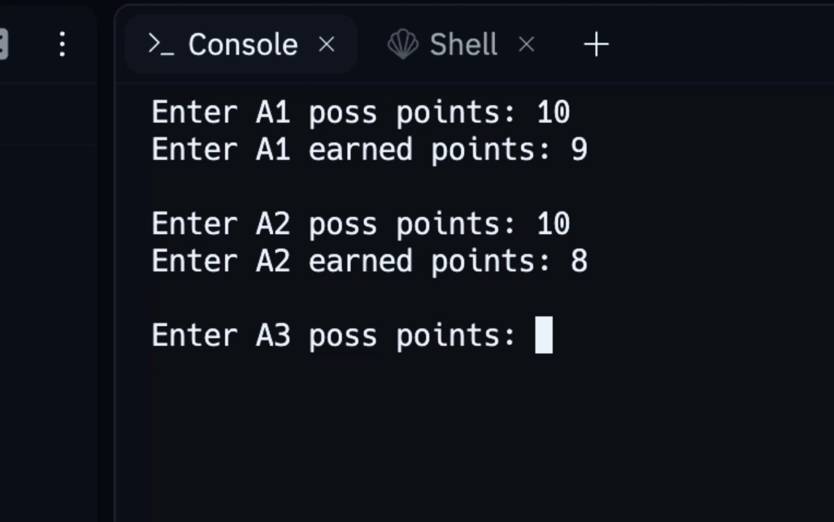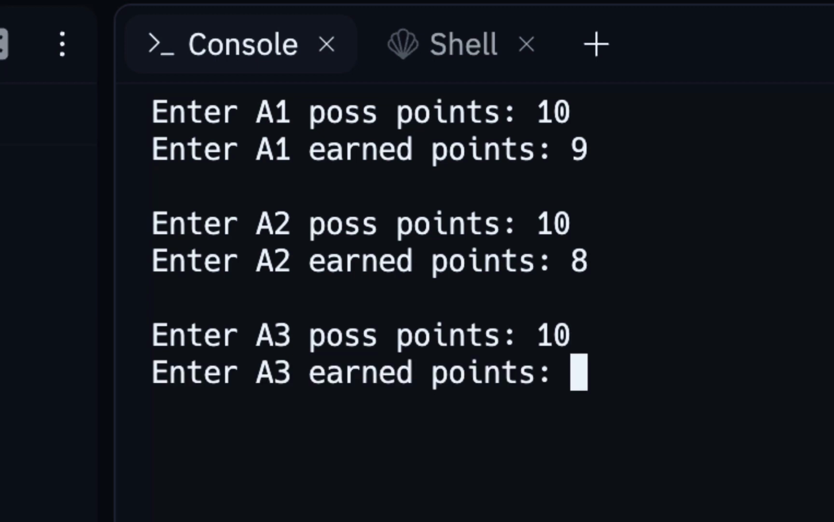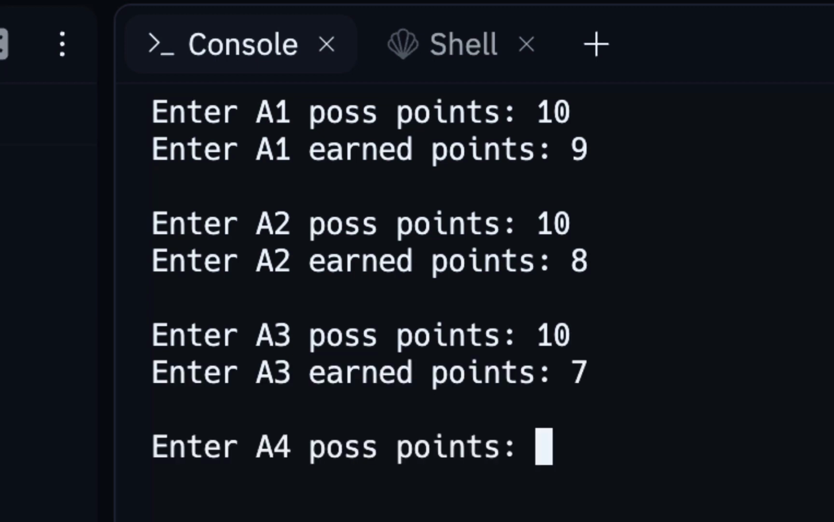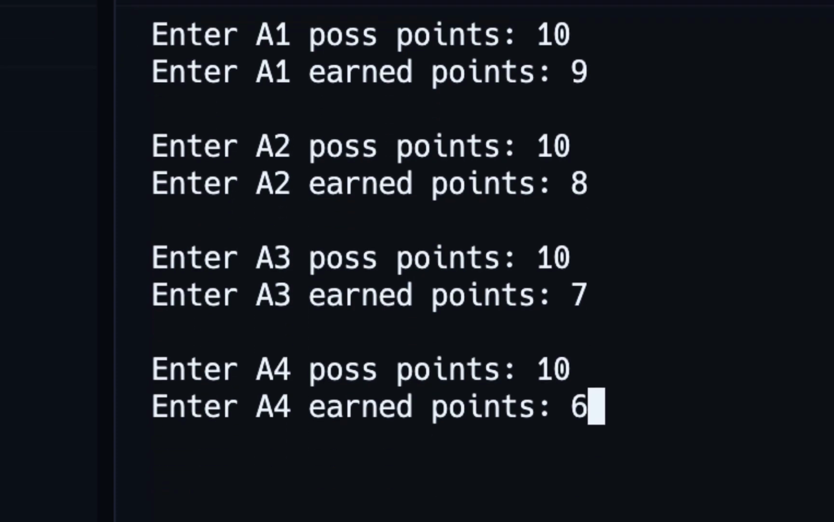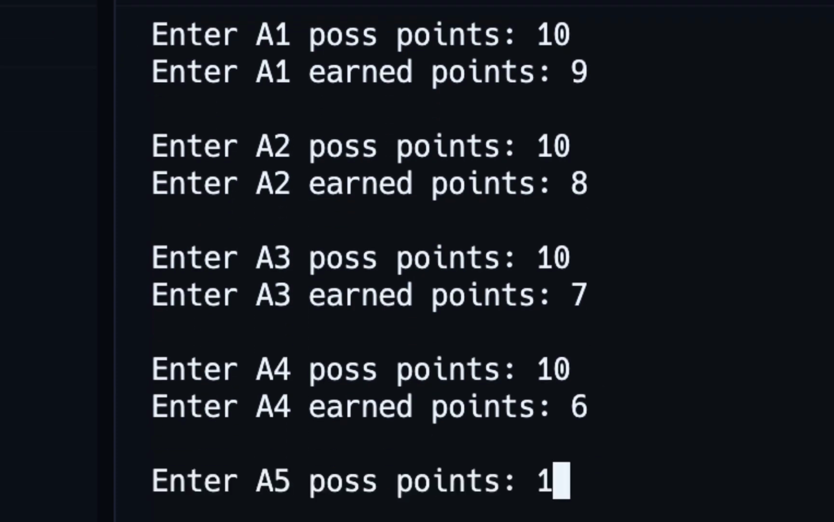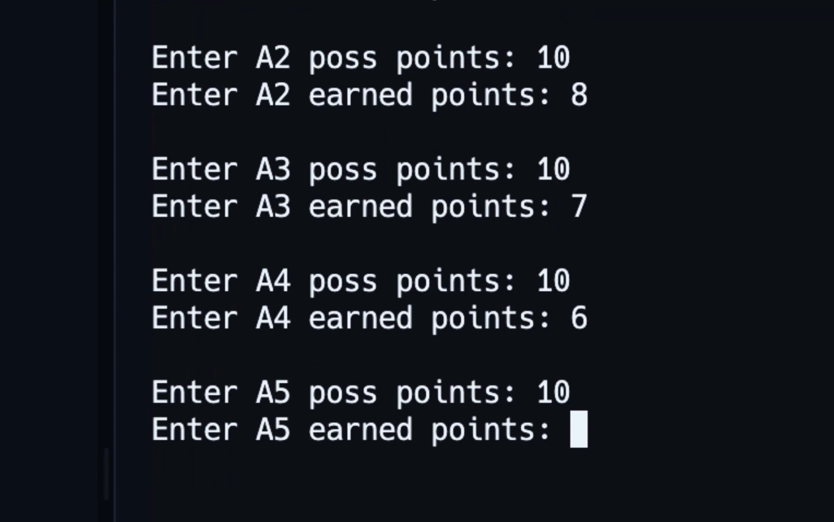So A3 points, let's put in 10, and we'll do 7, and we'll do 10, and we'll do 6, and then we'll do 10, and we'll do 5. And when we hit enter here, we have 5 assignments, because the assignment number should stay at 5. We're not going to increment it after this. It'll stay at 5. And it should say you earned a 70% in 5 assignments.